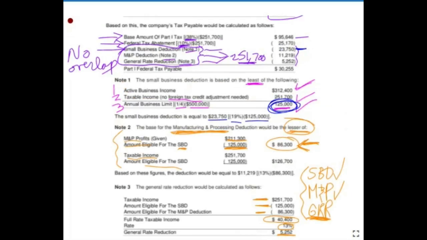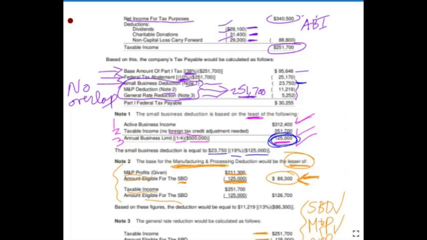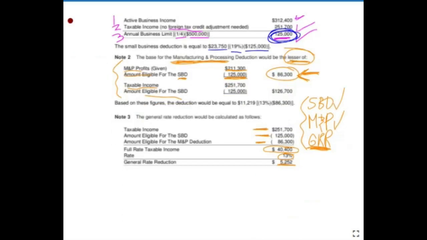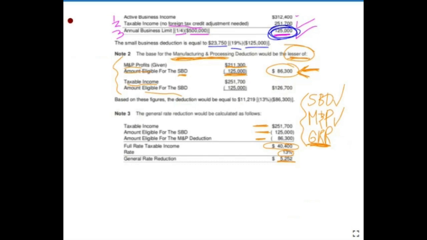So we were doing 3 steps. We figure out how much our base is for small business deduction. Then we figure out our base for the manufacturing and processing by reducing it by what we already used in small business. Then we figure out the GRR by taking the total, reduce what we used small business, reduce what we used M&P. We have 40,400 left. That's the last little bit. So this whole income is getting something. It's just being broken up into 3 parts.